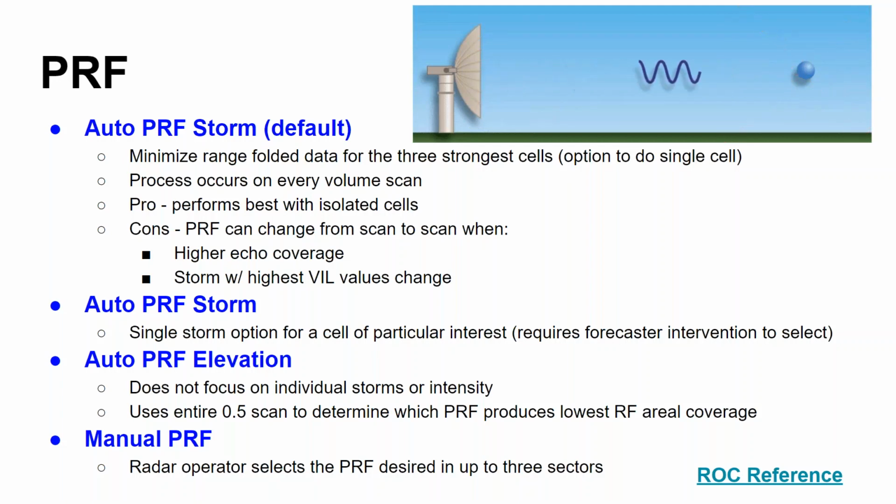And then the ultimate in control, if you will, is the manual PRF option. And that's where the radar operator or whomever they ask selects the PRF desired. If you're in a non-200 VCP, you can do this up into 3 sectors. If you are in a 200 VCP, you do have the option to do a manual PRF, but you have to pick one that is then applied over the entire scan.